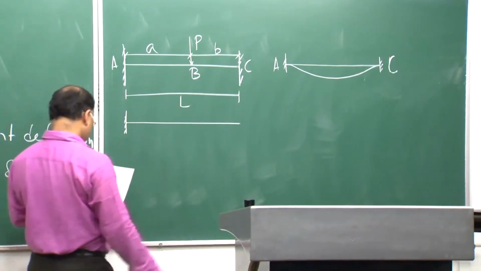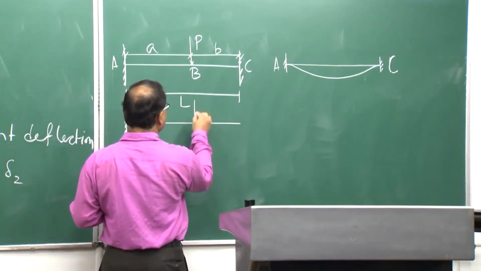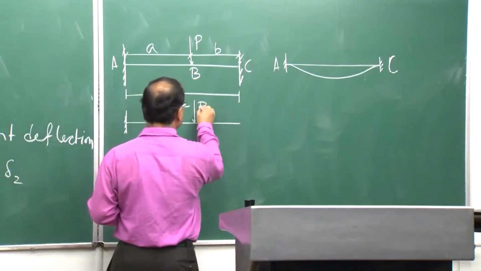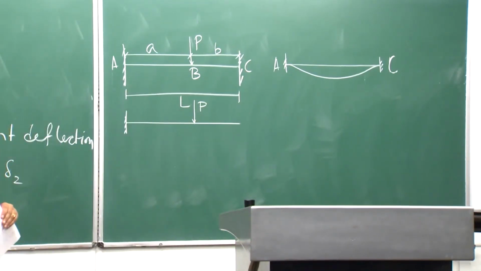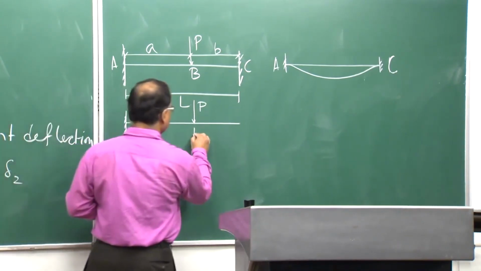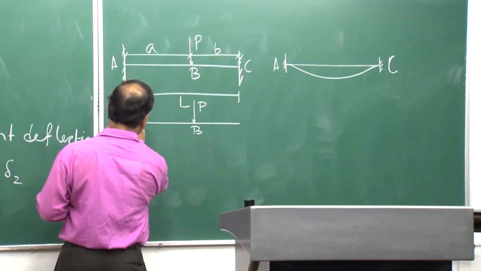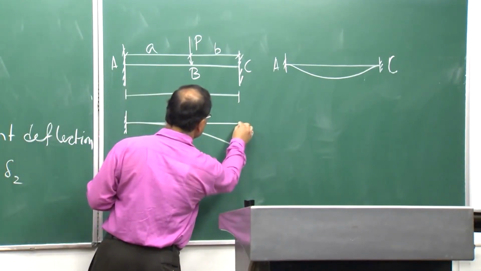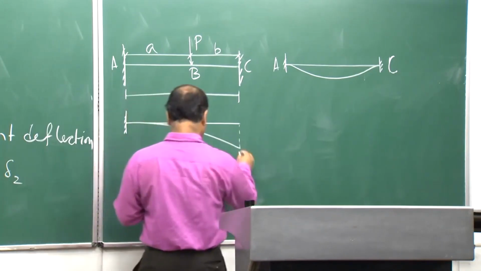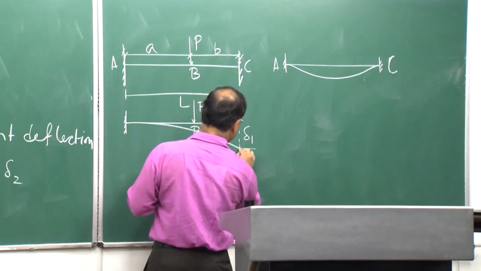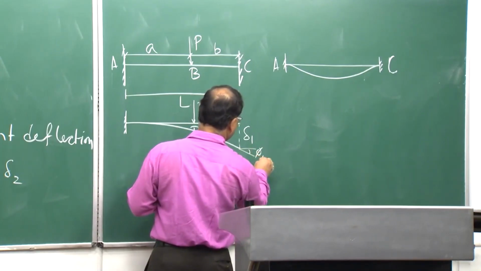First one is when you have only the cantilever beam, where you have the concentrated force acting at this point B. This is one basic system. This will be deflected this much. This is my delta 1, and this is your slope phi 1.